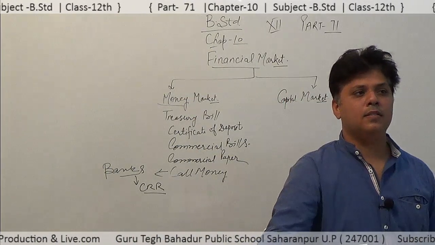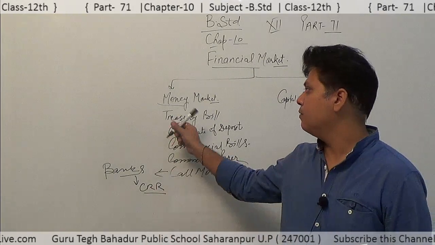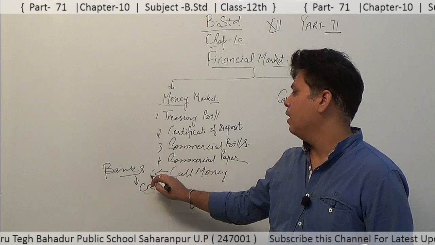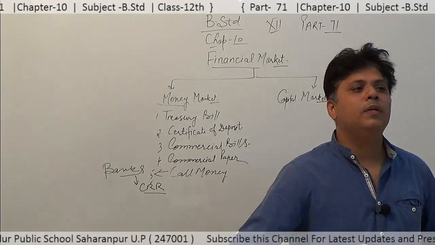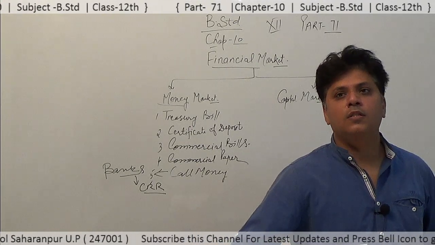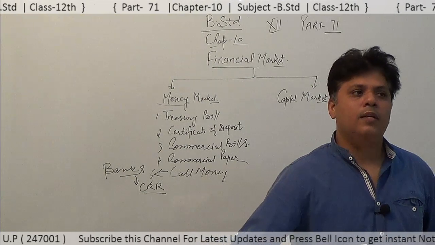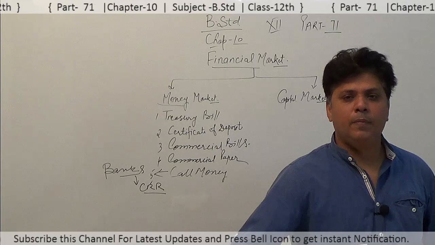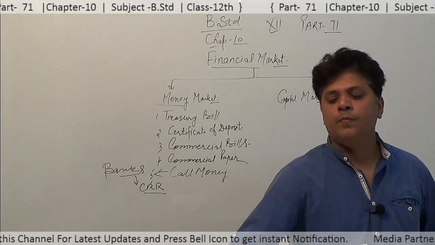Then we discuss about capital market and money market. These are the 5 instruments, 1 2 3 4 and 5. These are important for your examination point of view because you have to learn about their maturity period, their conditions and the denomination in which they are issued. For example, treasury bills are issued for a minimum amount of 25,000 and its multiples.